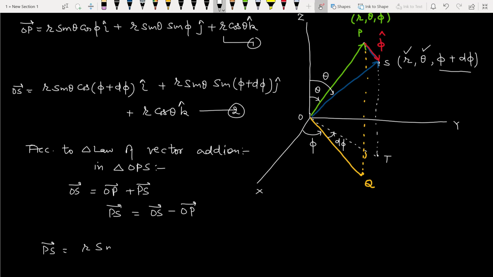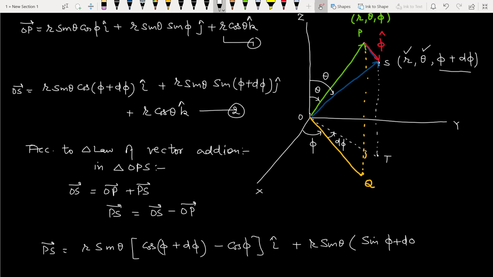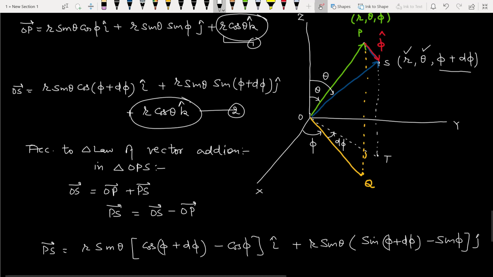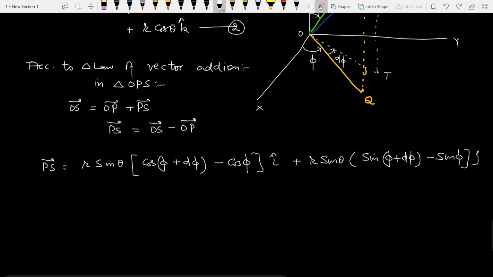r sin theta is common, cos(phi plus d phi) minus cos phi i cap, r sin theta, sin(phi plus d phi) minus sin phi j cap. The third term being the same will be cancelled.